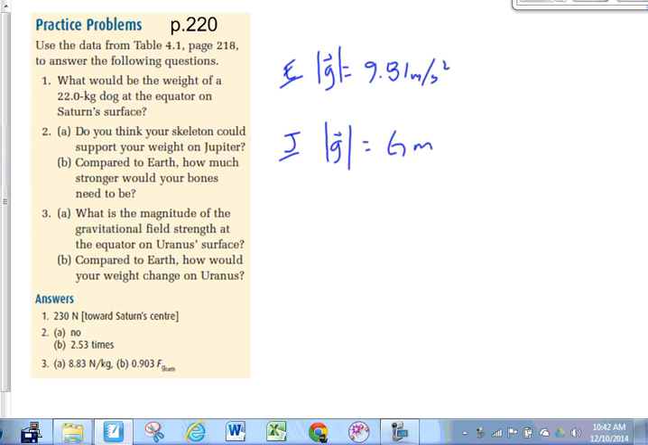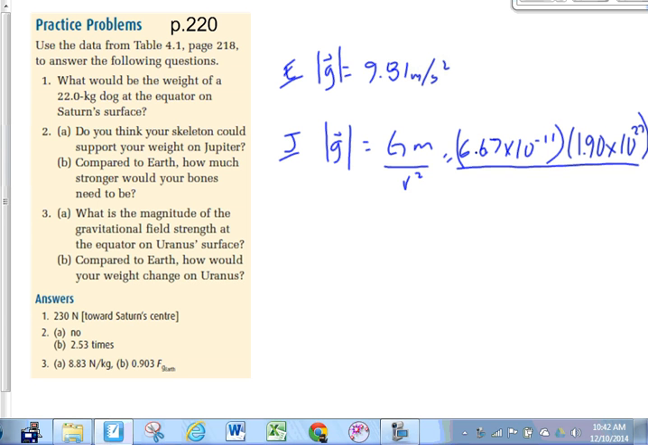Gm over r squared. 6.67 times 10 to the minus 11 times the mass of Jupiter, 1.90 times 10 to the 27, divided by r squared. What's r? And we've got to square that. What does that work out to be, by the way? I'm going to take a stab at this. I'm going to say about 25 meters per second squared. Okay, so 24.9199. So I was pretty close there, right? Meters per second squared, or you could say newtons per kilogram.